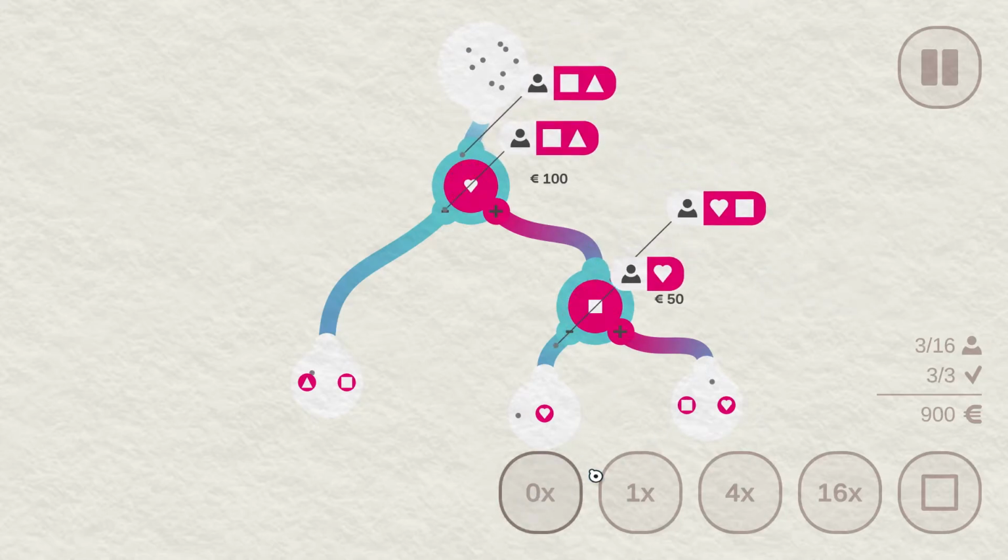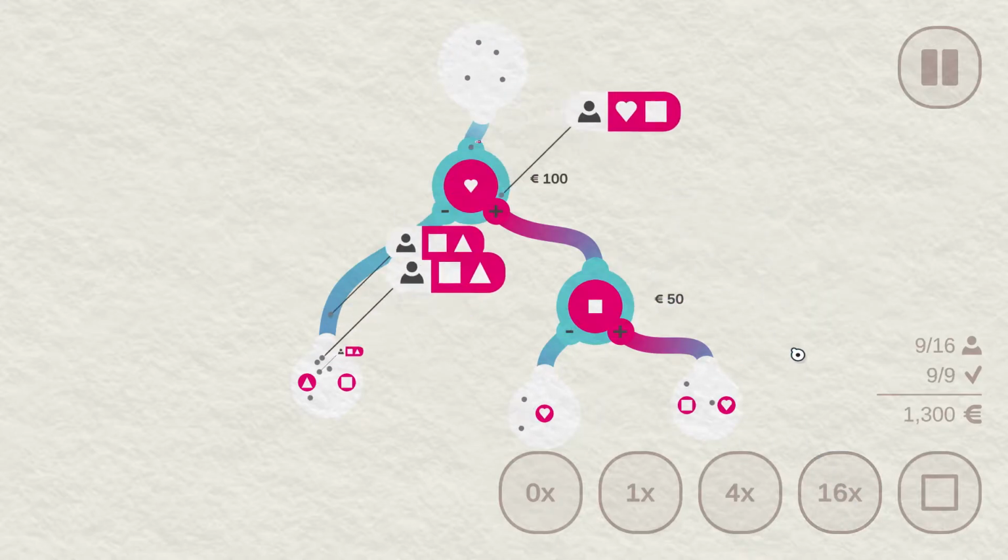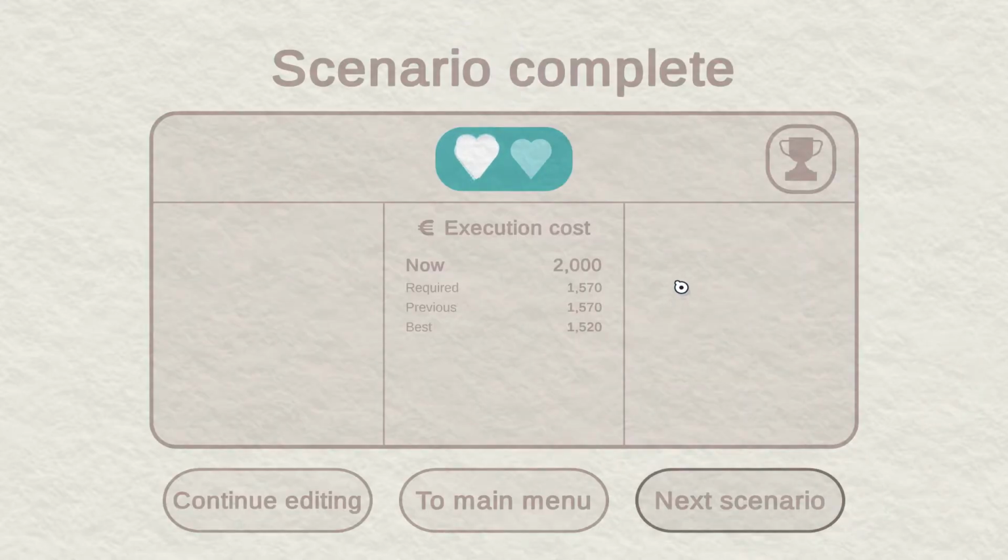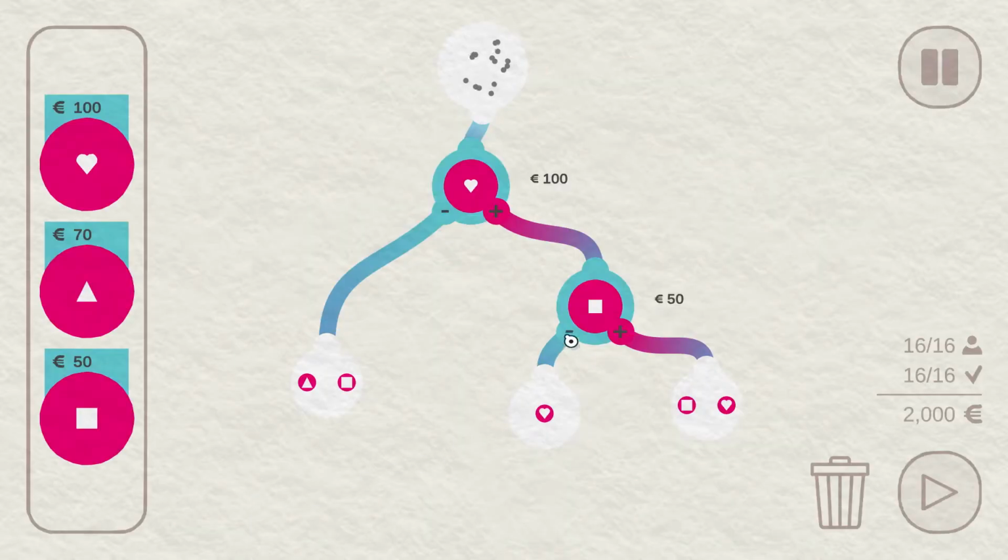You can pause this if you want to debug your workflow. Sometimes you mess it up, or you can speed it up if you're sure that it's correct, and you can take a look at your results, and it says execution cost 2,000 euros, and that's apparently more than the best possible score in this level. So let's take a look at it and try to improve that, shall we?